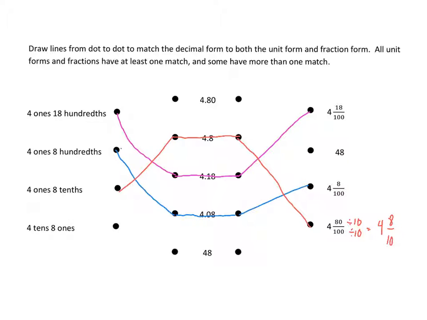And the last one, 4 tens and 8 ones. Okay, so 4 tens and 8 ones. Well, that doesn't seem like we're doing anything with mixed numbers. So this one's connected to here, 4 to 48. Oops. To 48. And there's our match.